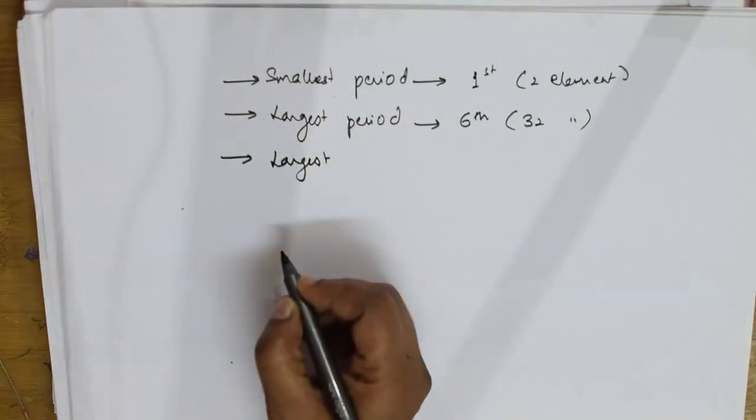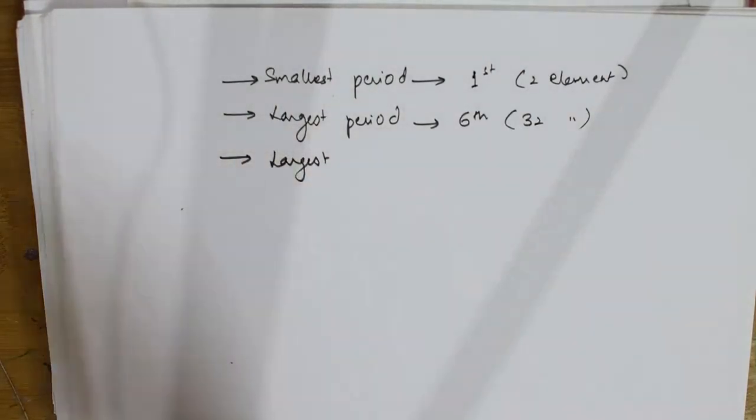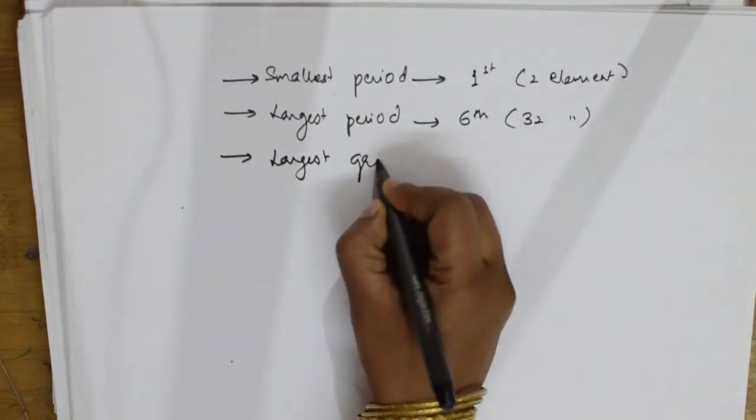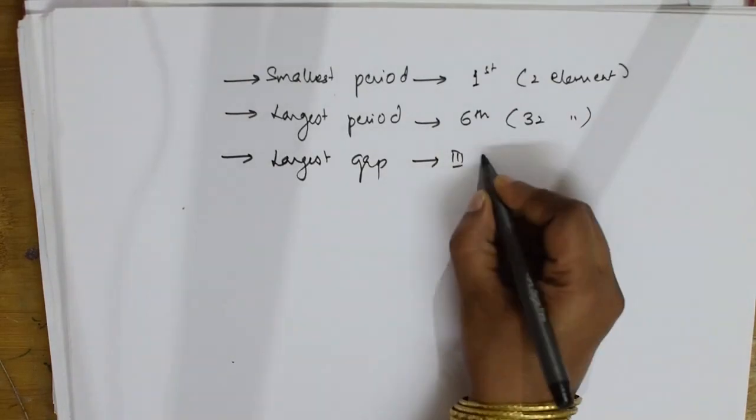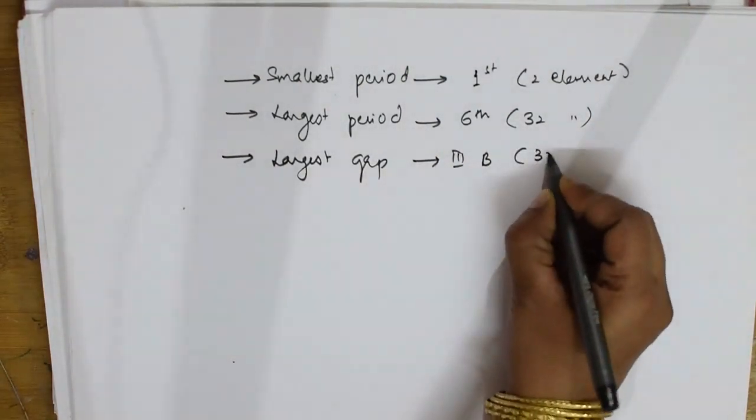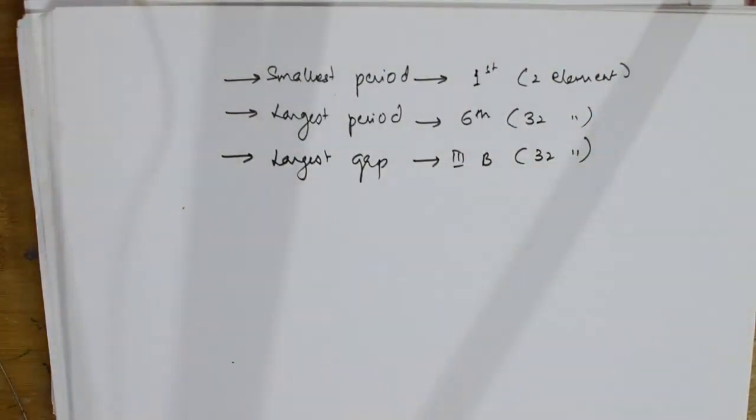I should not say smallest group, isn't it? Nothing. All are equal here. So the largest group is nothing but the 3B elements group. How many elements are there? There also 33 elements are there in the largest group.